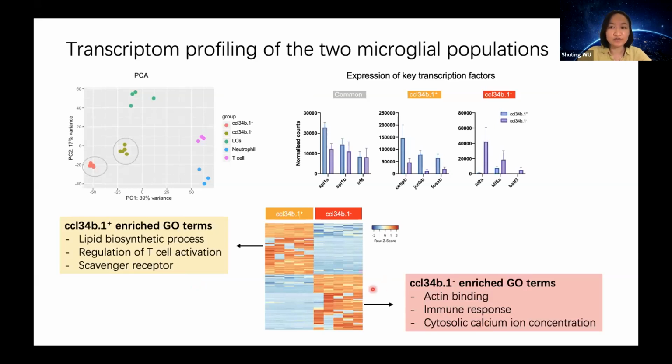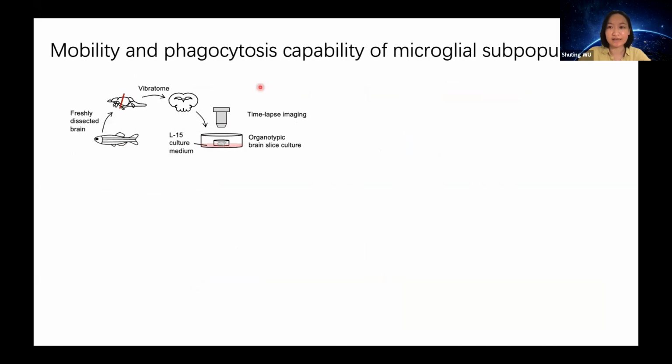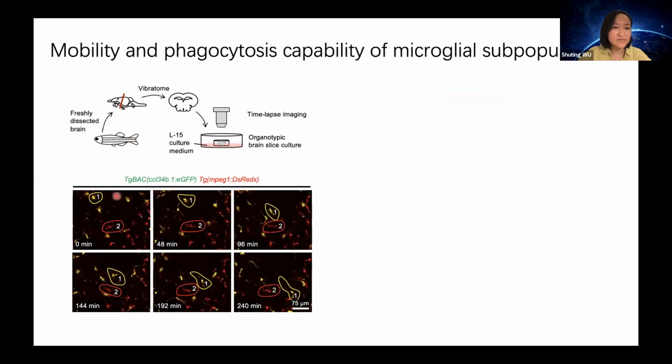So with these transcriptome differences, we want to further check their differences in terms of the cell behavior and the dynamics. So we turn to this in vitro brain slice cell culture. And firstly, we will focus on their mobility. So here you can see that the CCL34-beta1 positive cells, here shown as the red yellow cells, were very actively moving around the brain slices during the imaging, while the CCL34-beta1 negative microglia were relatively immobile, staying in their original position, but at the same time they were still extending and retracting their processes all the time.